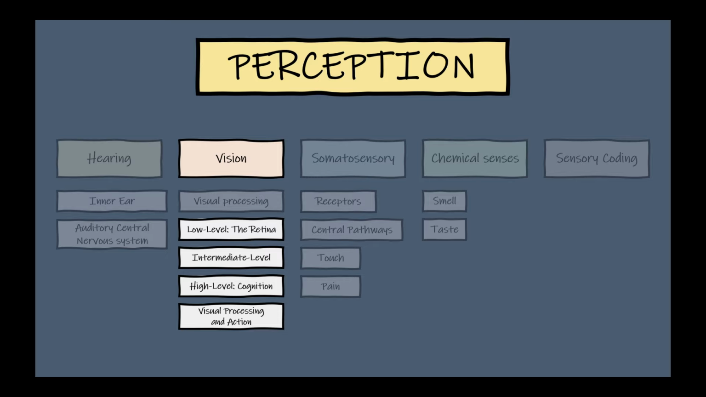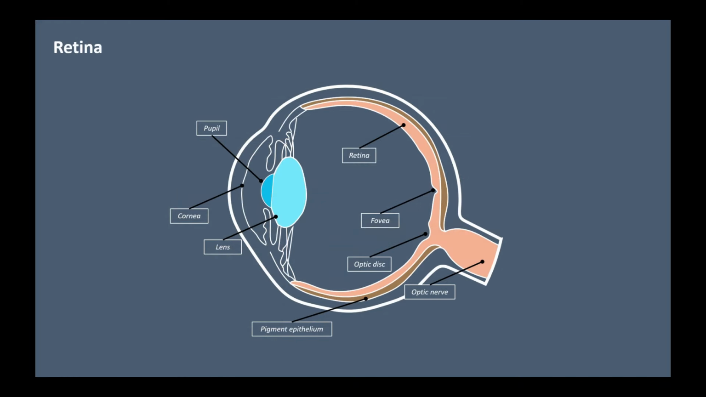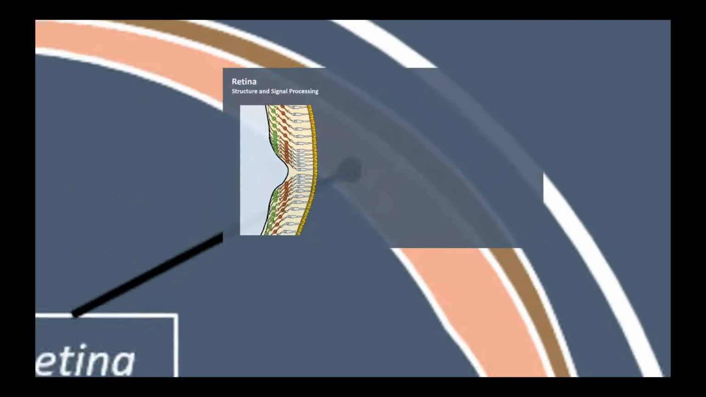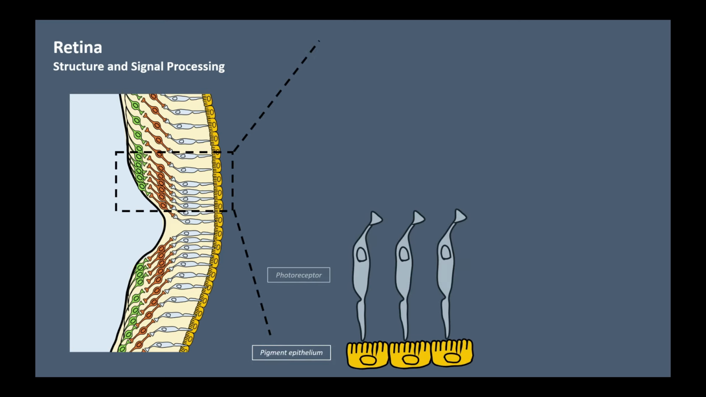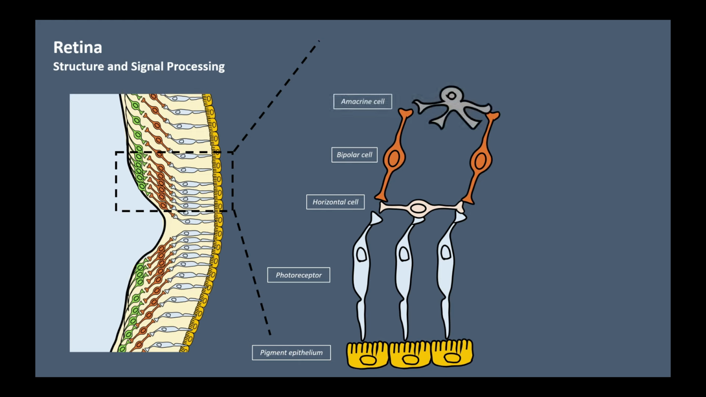In this video, we will discuss the retina, the low level of visual processing. The retina is the brain's window on the world. All visual experience is based on information processed by the retina's neurocircuit in the eyes. The retina is a thin sheet of neurons composed of 5 major cell types: photoreceptors, horizontal cells, bipolar cells, amacrine cells, and ganglion cells.